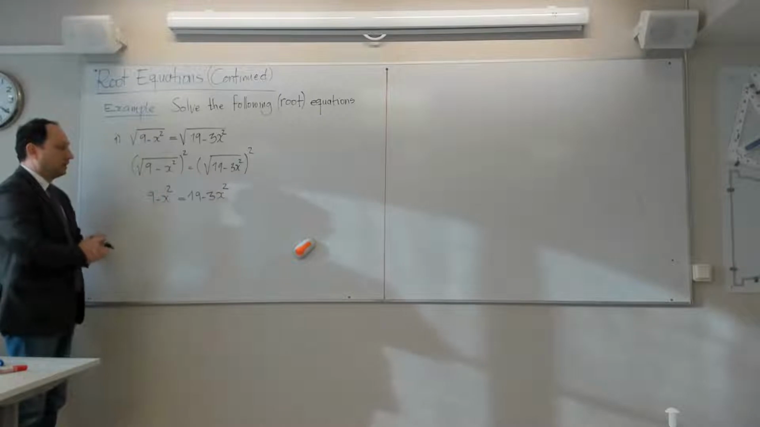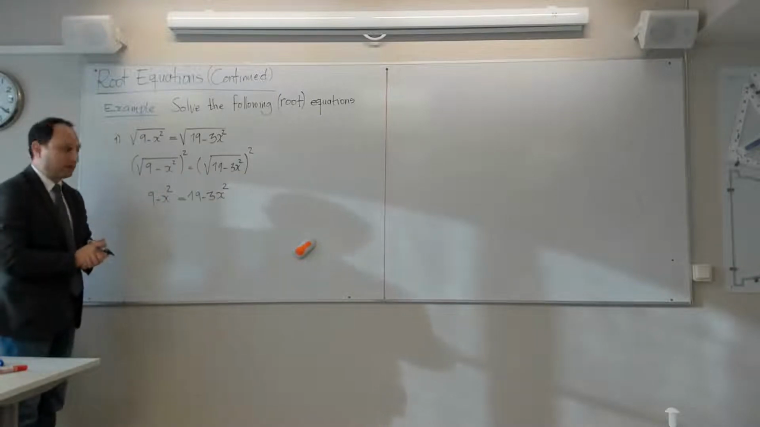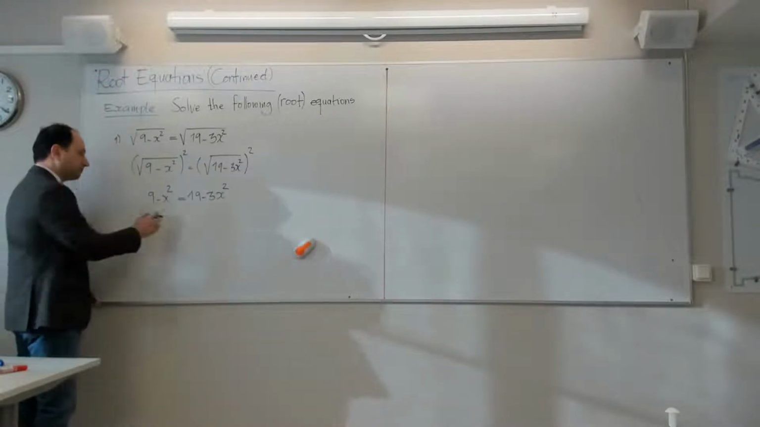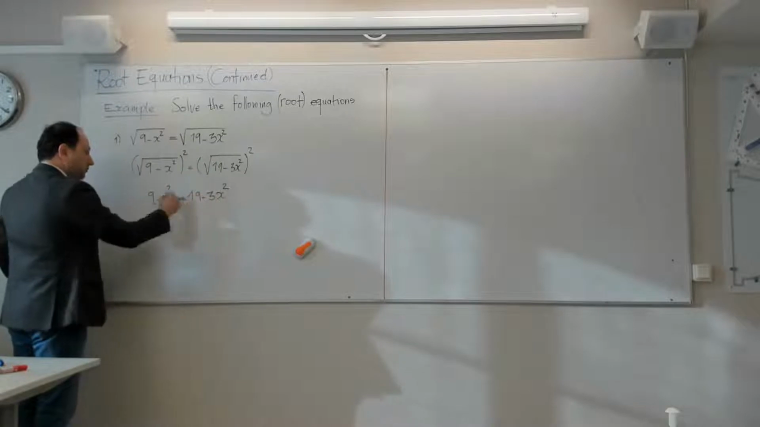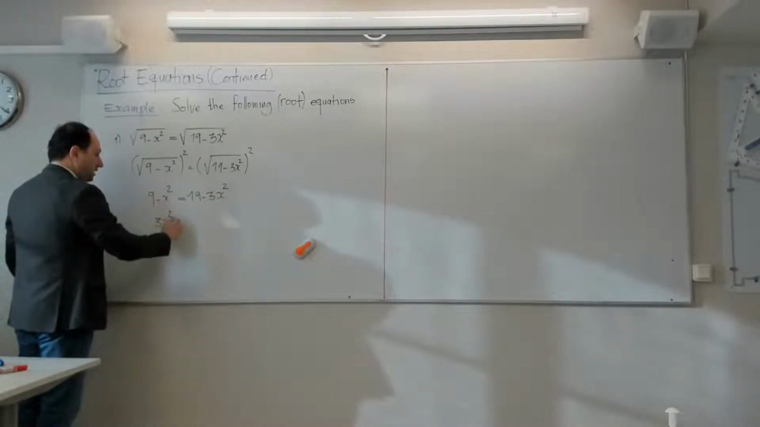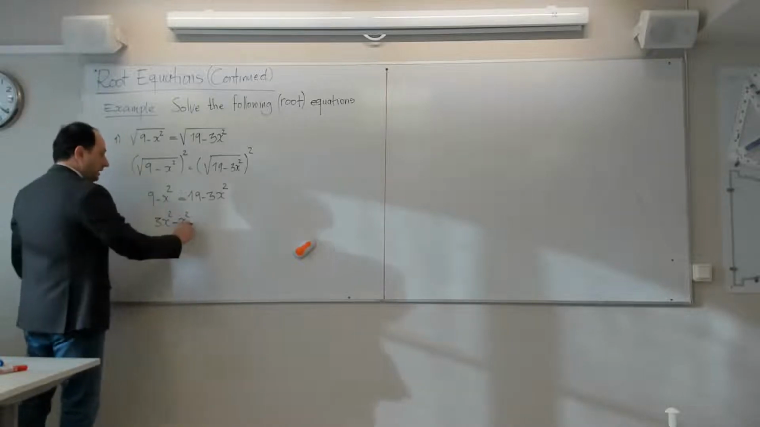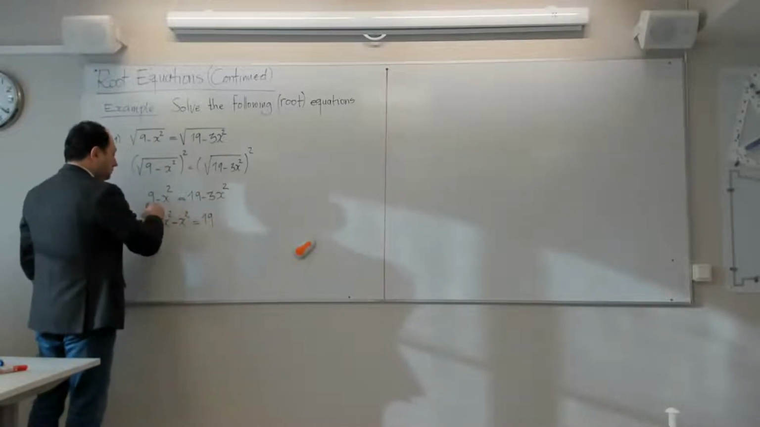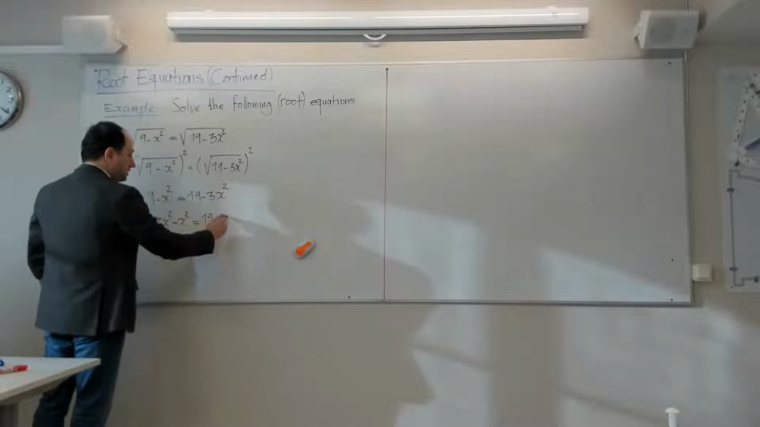I want you to learn these shortcuts as well. Yes, shortcuts as well. So what I do, I move 3x squared to the left, it becomes positive. I already have a minus x squared here. And then I have 19 here. I move 9 to the right, it becomes negative 9.